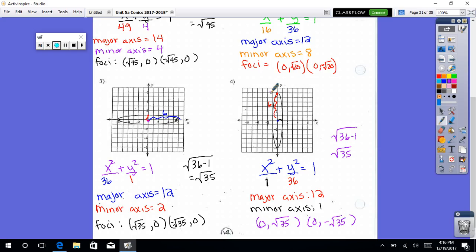Remember, the foci are your turning points. That's where your graph starts to turn and go back the other direction. Kind of the magnetic force that makes you turn, I guess I should say.